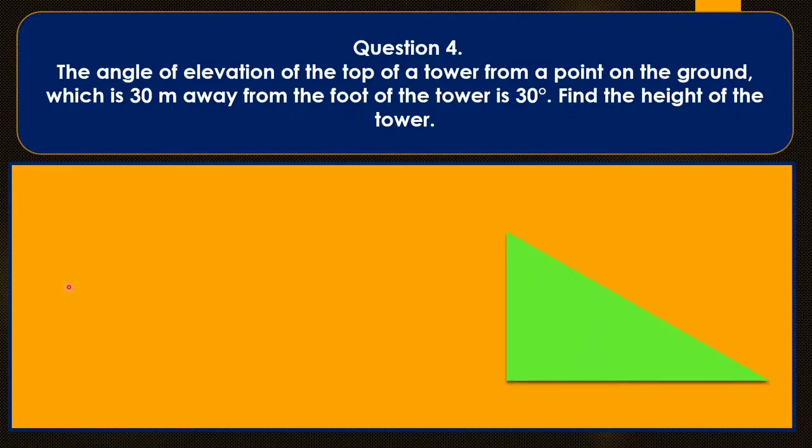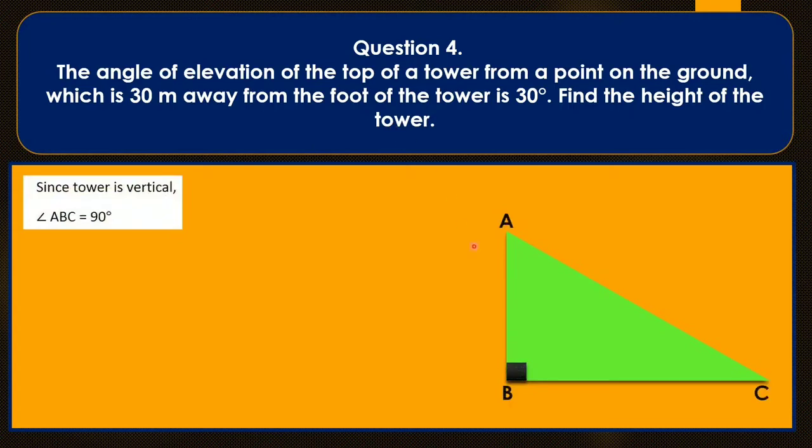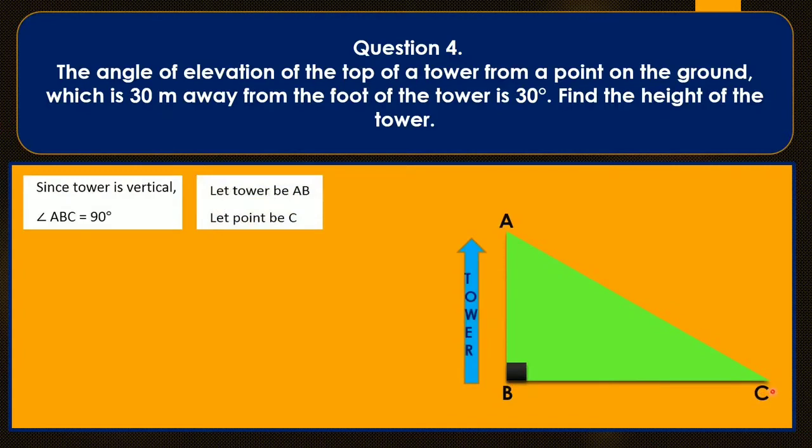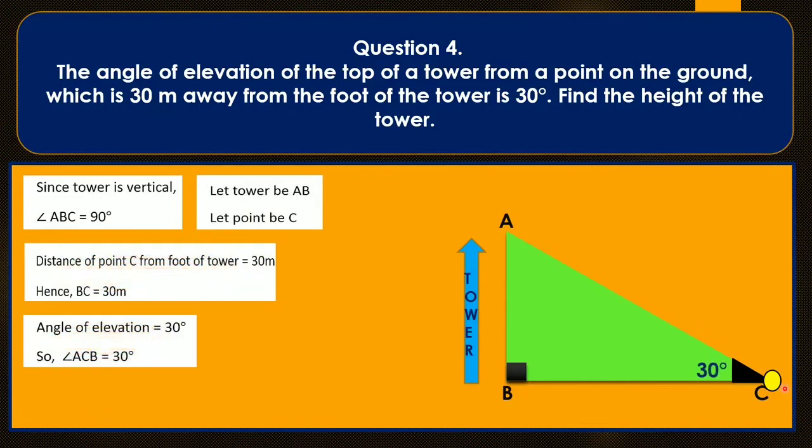So in this you will consider a right triangle in which we'll consider, as you know, this tower. Consider this AB as a tower, and you know that this is always vertical, so consider this angle B as 90 degree, right? So here AB is a tower, let C be the point on the ground, which is 30 meter away from the foot of the tower, right? And it makes an angle of 30 degree, means this angle is 30 degree.